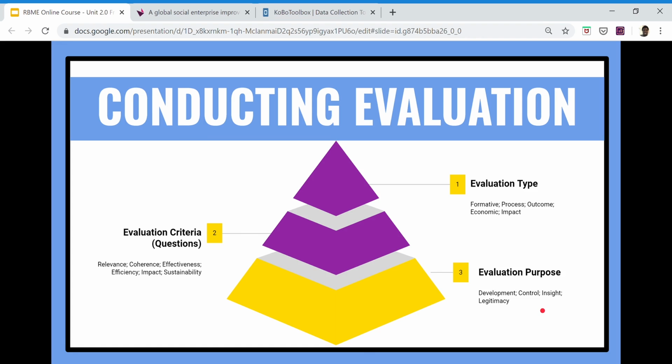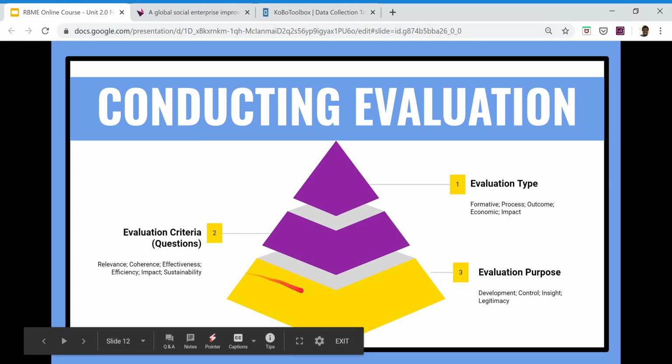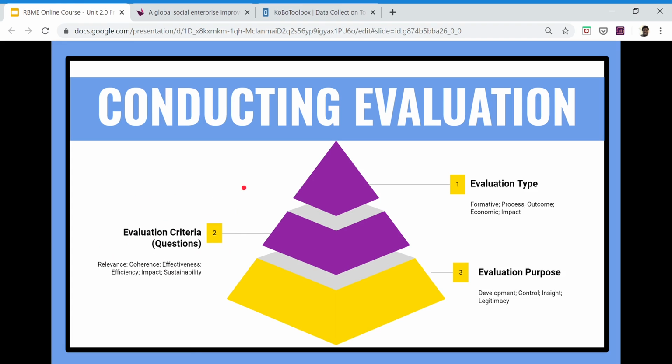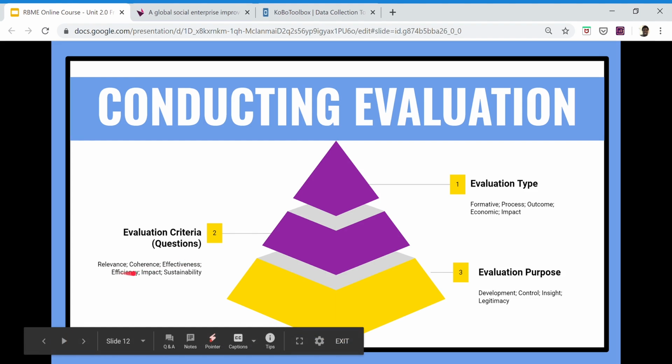The evaluation purpose is the foundation, which you need to really consider, and that will make us think about the criteria, which are the evaluation questions. Questions can come in the form of relevance, coherence, effectiveness, efficiency, impact, and sustainability.